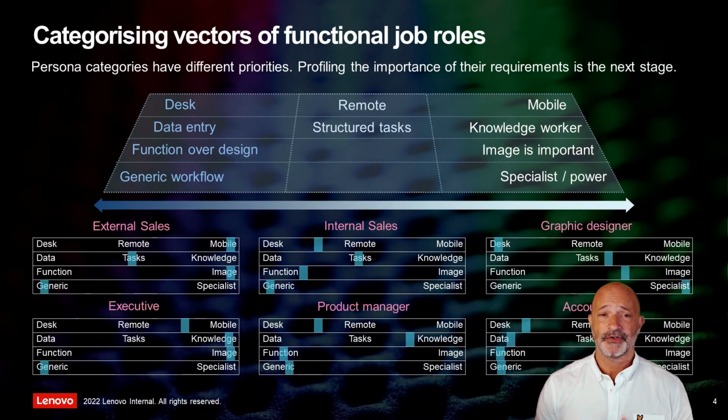The worker type is one of four vectors to categorise. Here we can look at functional job roles at a much more granular level. An executive, for example, may have a generic workflow just using Office 365 and cloud apps, but of course image is very, very important to the execs and you can't just give them the most basic chunky laptop. They're often very mobile as well, so a lightweight system with a good battery is also important.